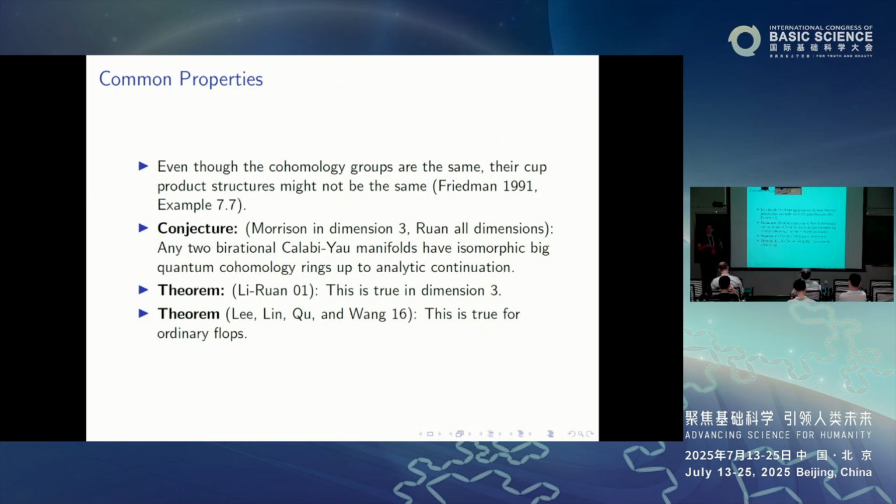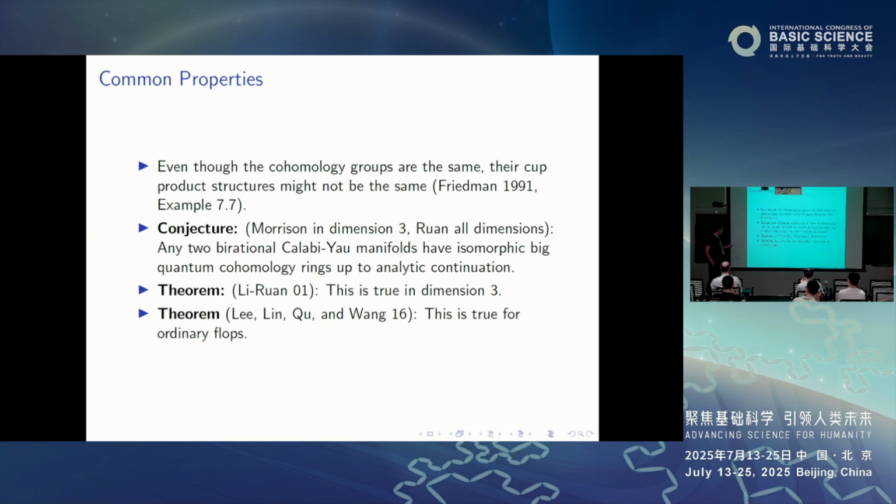For an Atiyah flop, you have P1 in a bundle over P1, but for an ordinary flop, you have some Pn bundle over some base, with an appropriate normal bundle, and then a very similar kind of flopping transformation. They proved that the big quantum cohomology rings are isomorphic, and they also did some homogeneous curve counts as well and showed they're the same. So they did a lot.